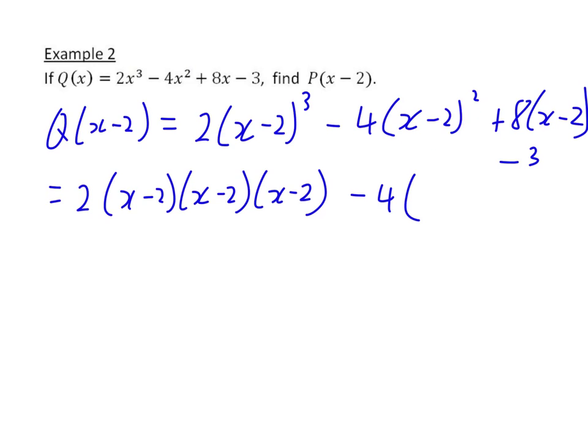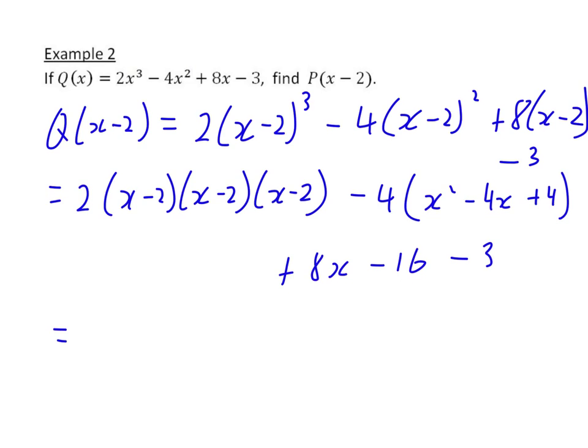Now we know the perfect square rules. So (a minus b) all squared is a squared minus 2ab plus b squared. So a squared, minus 2ab, so 2 times x times 2 is 4x. And then b squared is negative 2 all squared, which is positive 4. I've still got the brackets because this 4 here is multiplied by everything inside there. Now the next bit, 8 bracket x minus 2, I can expand that straight away. 8x minus 16, and then I've got the minus 3 on the end.